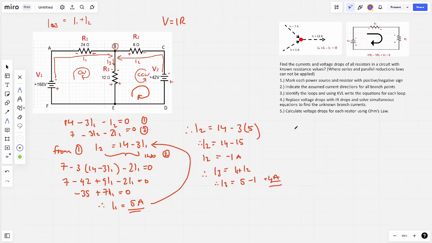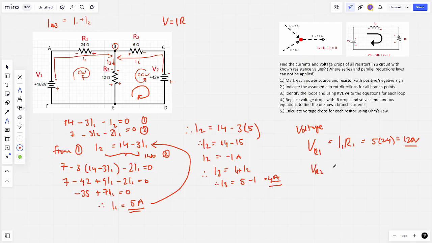And now what we can do is work out the voltage drops. So that's going to be using Kirchhoff's law of V equals IR, and we can say that the voltage drop across resistor 1 is going to be I1 R1. So we know I1 to be 5 amps and resistance is 24, so therefore 5 multiplied by 24 is 120 volts.